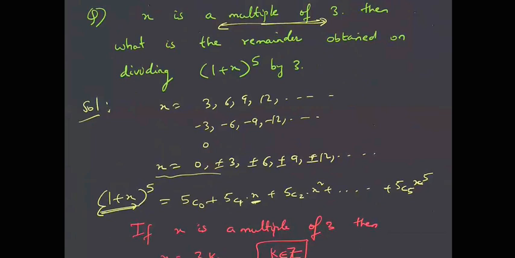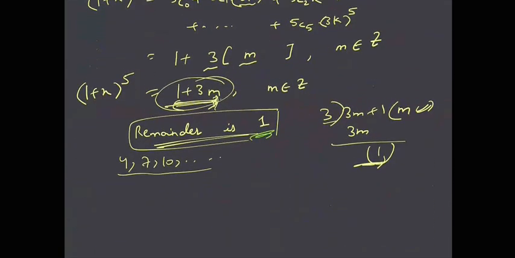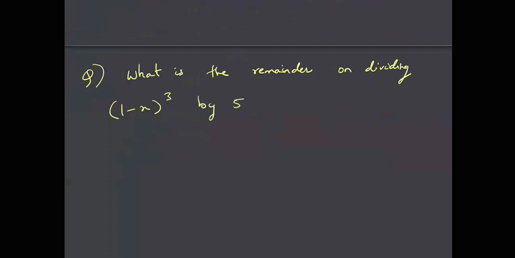That's why we have just given a brief idea of how to expand a plus b whole power n, how to expand 1 plus x whole power n. Fine, so let us do one more question. Say, what is the remainder on dividing 1 minus x whole power 3 by 5, and it is given that x is a multiple of 3. So this is given.